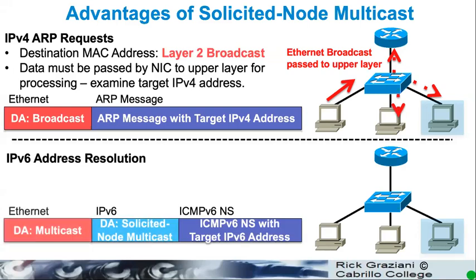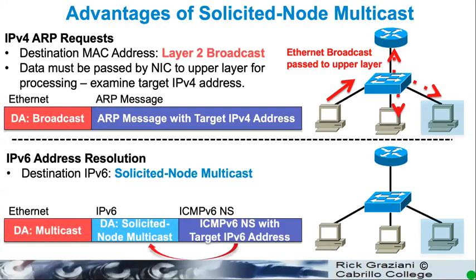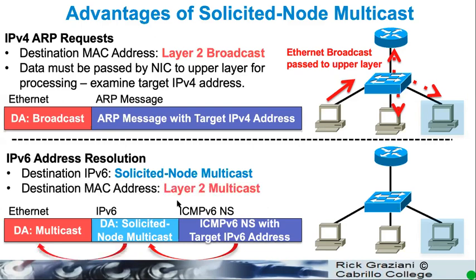There's my little animation where I'm supposed to talk about that, which I did. So the destination IPv6 is a multicast. The destination MAC address is also a multicast. So this enables the NIC cards to process it. Is this a multicast address that belongs to me? Is it mapped to one of my solicited node multicast addresses, which is mapped to one of my IPv6 unicast addresses?